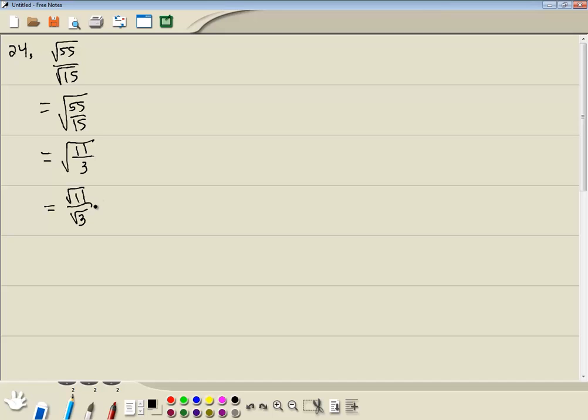Now the problem with this is that we can't have a radical in the denominator. So I'm going to multiply the top and bottom by the square root of 3. So that gives us square root of 33 over square root of 3 times square root of 3 gives us 3. And that would be our answer.